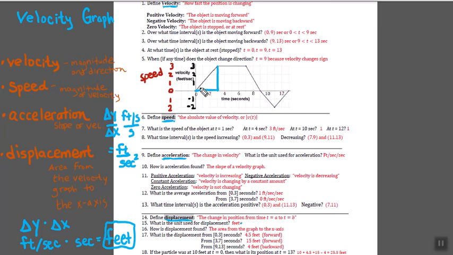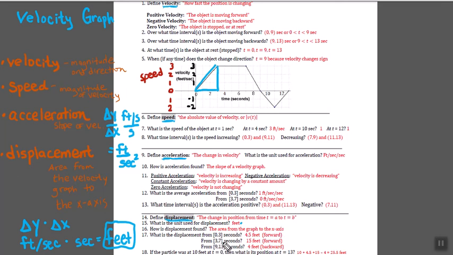So to calculate how far the object traveled in the first 3 seconds, you get the area of this triangle, which would be a 3 by 3, that's 9. A triangle is half of that. So that's why this is 4.5 feet. And I put forward because our velocity is positive.